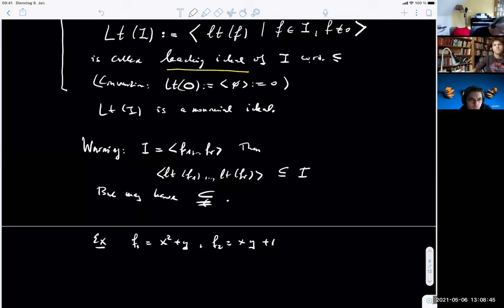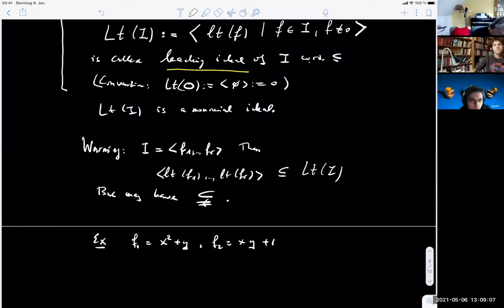Sorry, in the warning, do you mean it's a subset of the leading ideal rather than the ideal itself? Correct. I wanted to... okay, thank you.